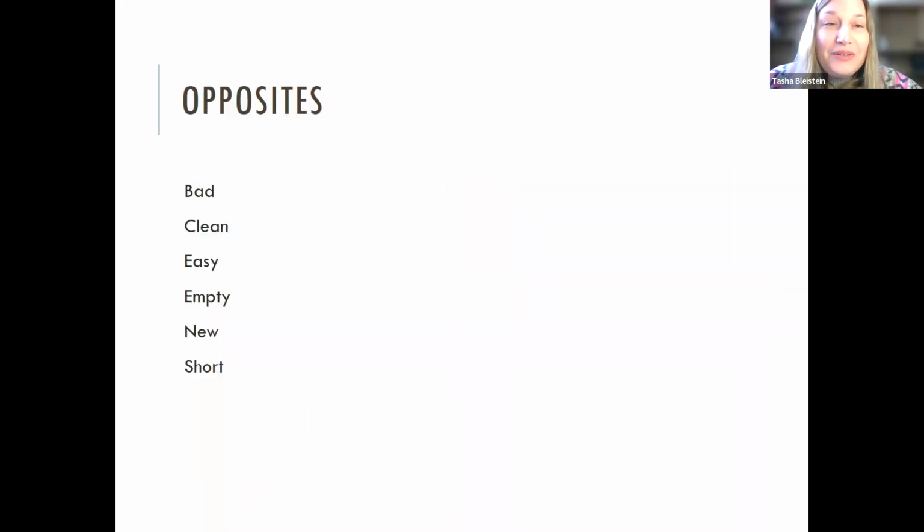Another way with beginner learners is to introduce opposites. Maybe we can use the chat really quick for these. So what is the opposite of bad? Go ahead and type that in our chat. Laura wins for first response. Great. Everyone got good. And clean, the opposite of that one.